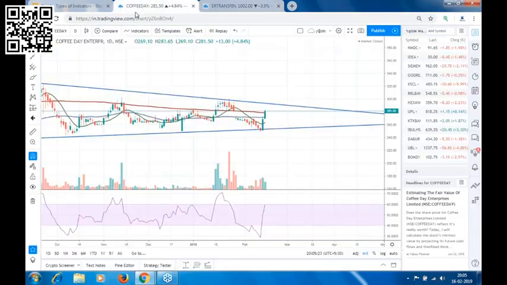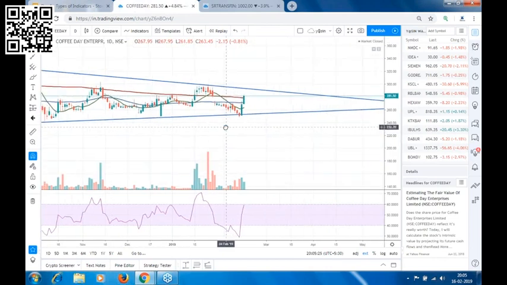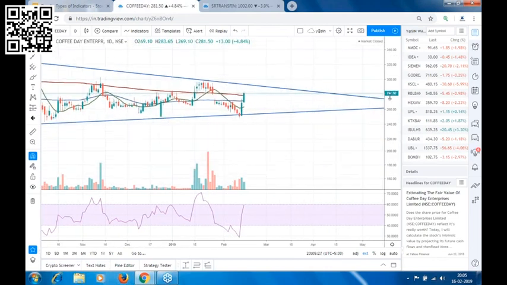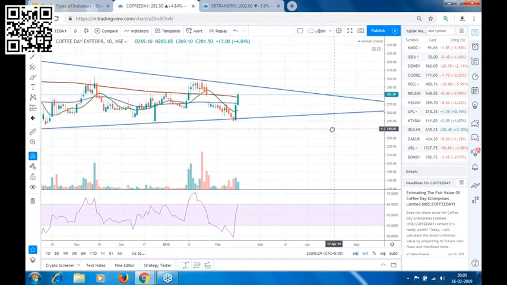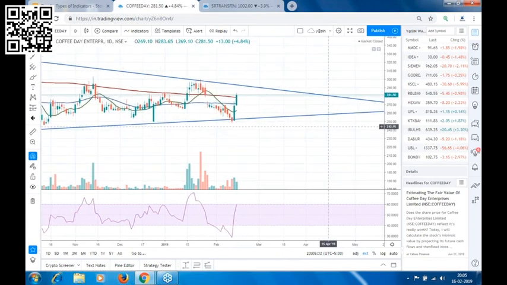Now let's look at Coffee Day. Whenever we want to take a trade, we will always first see the daily chart, what kind of formation the stock is taking on the daily chart. Our decision to trade in any stock will depend on the daily chart.